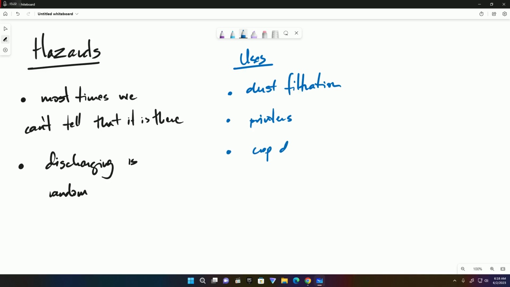Crop dusting. Even in some cases, when you're painting vehicles and you're using spray paint, not the cans, the machine that turns the paint into a very fine mist. If the paint has one charge and whatever you're painting has the opposite charge, the paint will cling to the object you're painting. These are just some of the uses of static electricity.